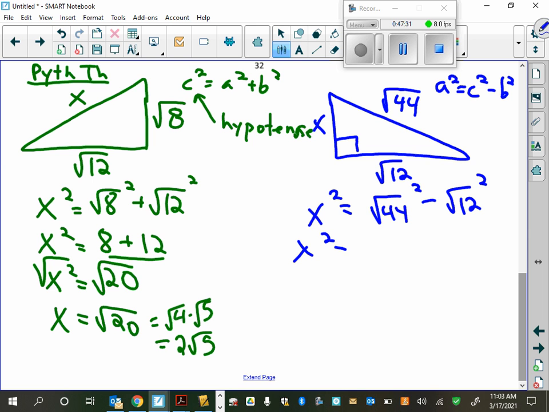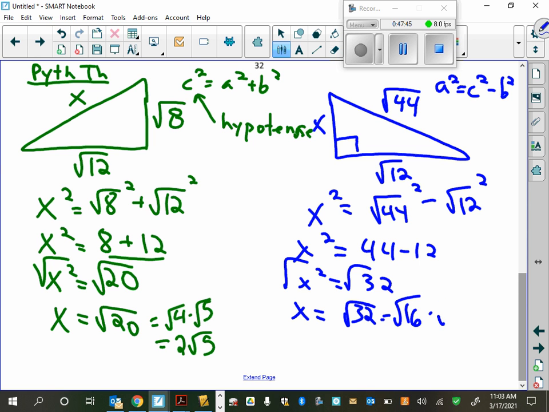This one, x squared equals 44 subtract 12. X squared equals 32, and then you have to simplify radical 32 into 16 times 2. That's the hard one. Not 8 radical 2, 4 radical 2 is the winner.